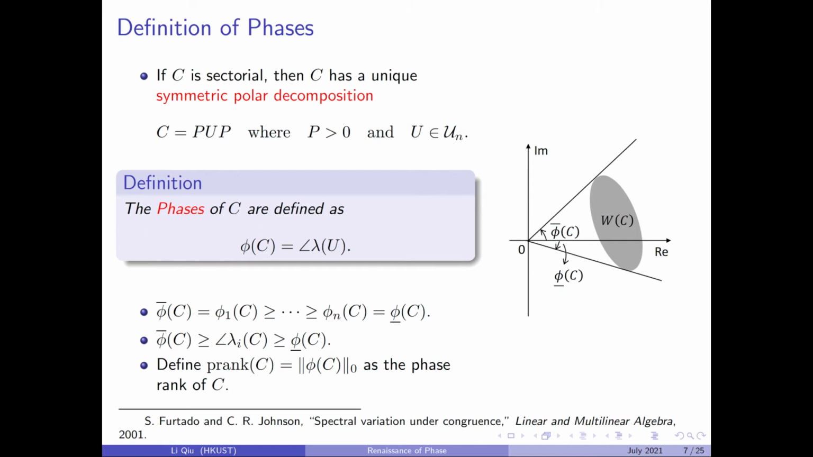So why are those phases important or useful? One thing you can say is that the eigenvalues of C are all complex numbers. Some are small, some are big, right? They are complex numbers, so they have individual phases. Those individual phases are all bounded below by the smallest phase of C and bounded above by the largest phase of C. So the largest phase and smallest phase actually give an estimation on the eigenvalue phases. You can also look at the number of non-zero phases. We define this as the phase rank of C, and we denote it by P-rank.